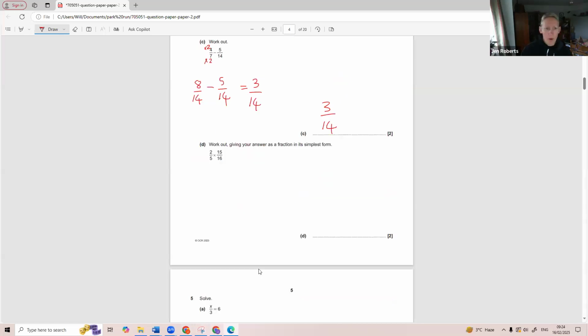Two different ways you could approach this. So when you're multiplying fractions, you just multiply the numerators and multiply the denominators. In fact, I'll just do this one way, I think. So multiply your numerators, you get 30. 2 times 15 is 30. 5 times 16. Well, 10 times 16 is 160. So 5 times 16 must be 80. And then you simplify it, divide both sides by 10, you get 3/8.